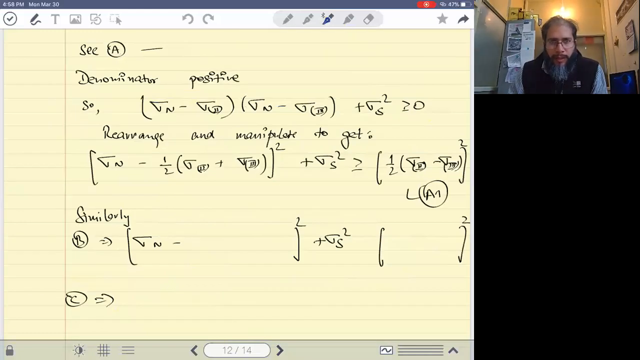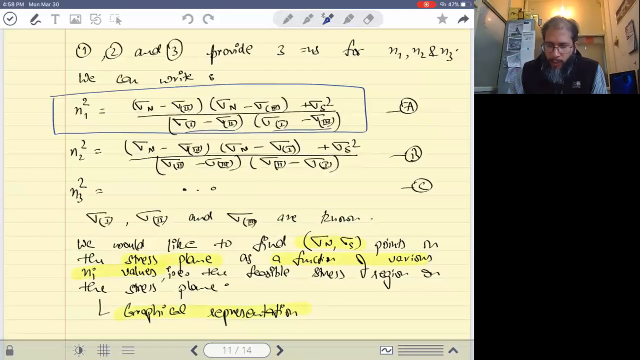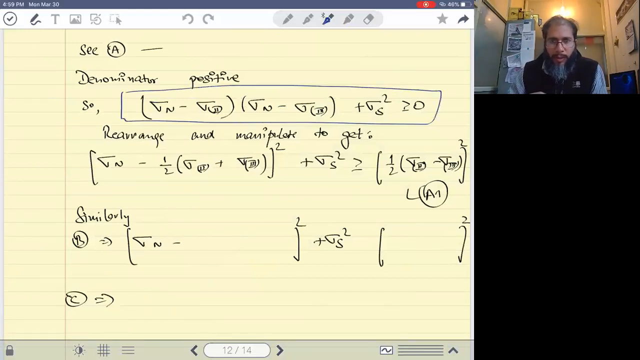So if we take that, then what we get is that n1 squared is a positive quantity because it's a square of something, and the denominator is positive, so the numerator also has to be positive. So what we get is the numerator is greater than or equal to 0.